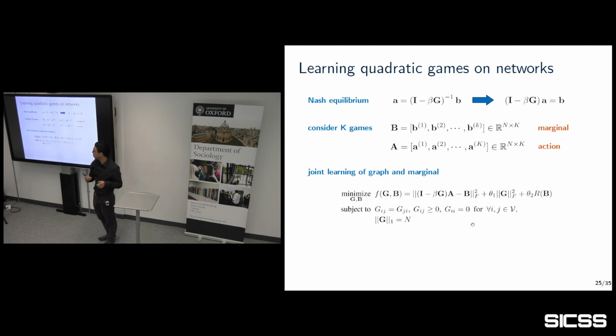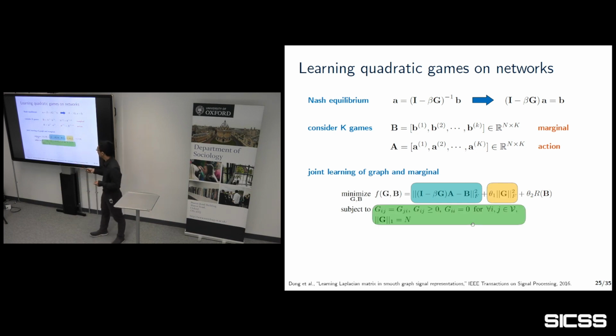So we try to infer the network structure G, together with the marginal benefit B, given only the action A and the parameter beta. What we do is to solve the following optimization problem. The first term here is just a condition that is met when the equilibrium of the action is observed. So you want to minimize this term, which basically means that your action is close to equilibrium. Then we want to put some other conditions on the variables that we want to optimize for. The G is basically the network structure. So we want it to be symmetric, non-negative, and also constrained on the total sum of the weights of the edges. This just guarantees that the variable that we solve for in the end is a valid graph topology structure.